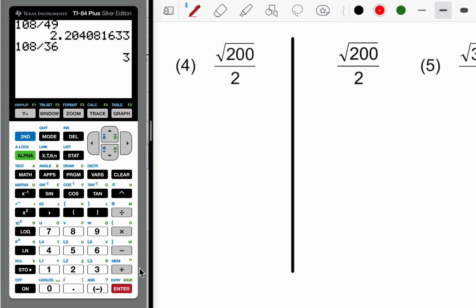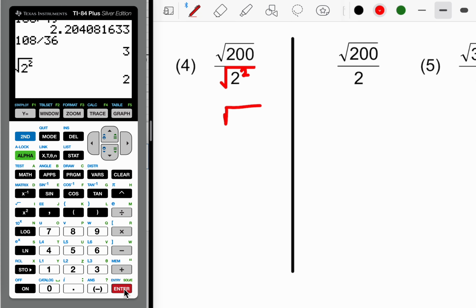The way I would change the 2 to something that does involve a radical is by squaring it and then taking the square root. Those 2 opposite operations would cancel each other out. The square root of 2 squared. You could test it in a calculator. Still 2. It's the same value. But now I've introduced a radical. So that makes this radical 200 over radical 4, because 2 squared is 4. Now they're the same kind of number.